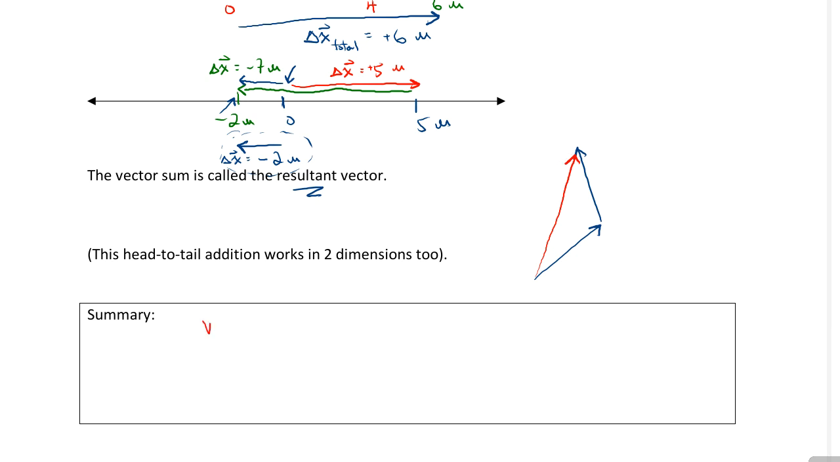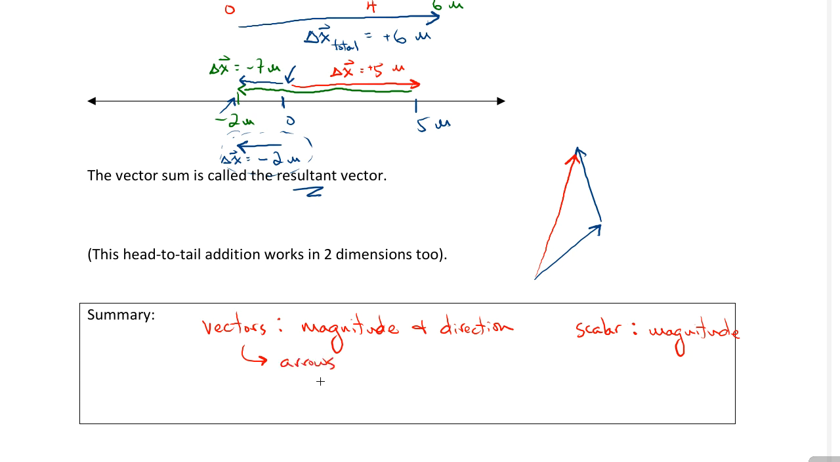Okay, so in summary, we've talked about vectors. Vectors have both magnitude or size and direction, and we gave some examples of those. And they're contrasted with scalars. Scalars just have magnitude. They don't have a direction. We've seen that vectors can be represented by arrows, and that's why we draw the little arrow on top of the symbols, like X with a little arrow on top. And we've also seen that you can add vectors by joining them head to tail. Okay, so that's your introduction to vectors.